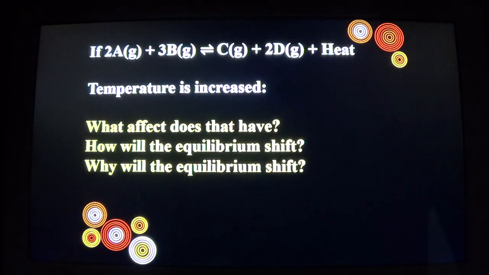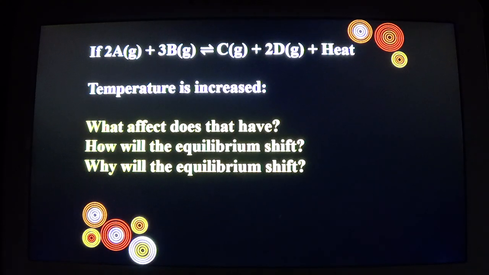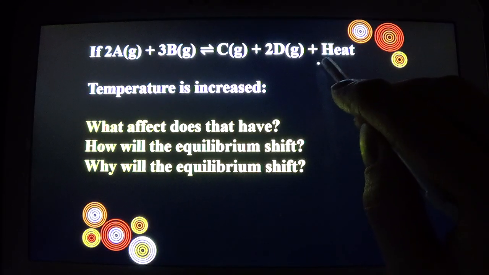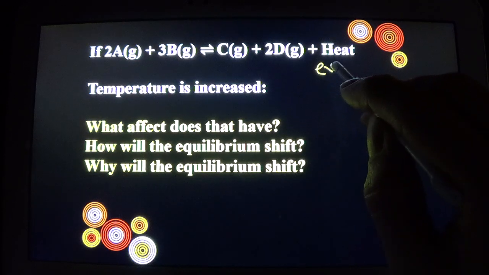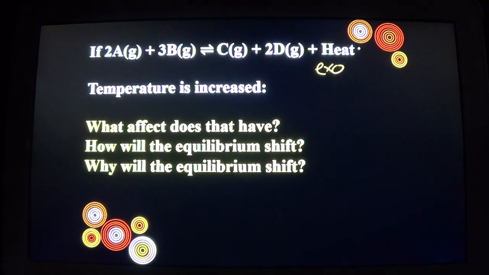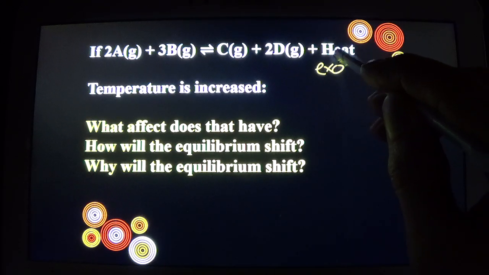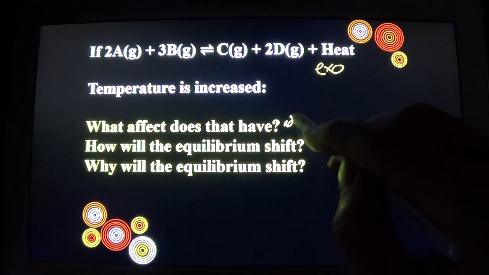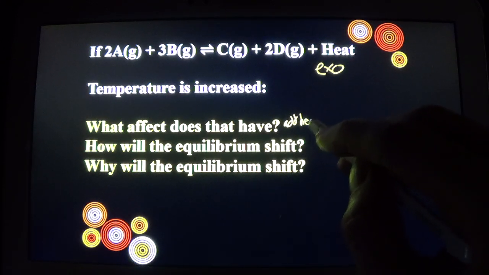Here's a reaction, and what do you notice? Hopefully you're like, oh, we never had that heat term before. Heat is a product, meaning this reaction is exothermic. Heat will be produced in this reaction. Temperature increases, I'm making it hot. The reaction doesn't like it. That's like adding more heat. That's exactly what's happening. I am adding heat if I increase temperature.